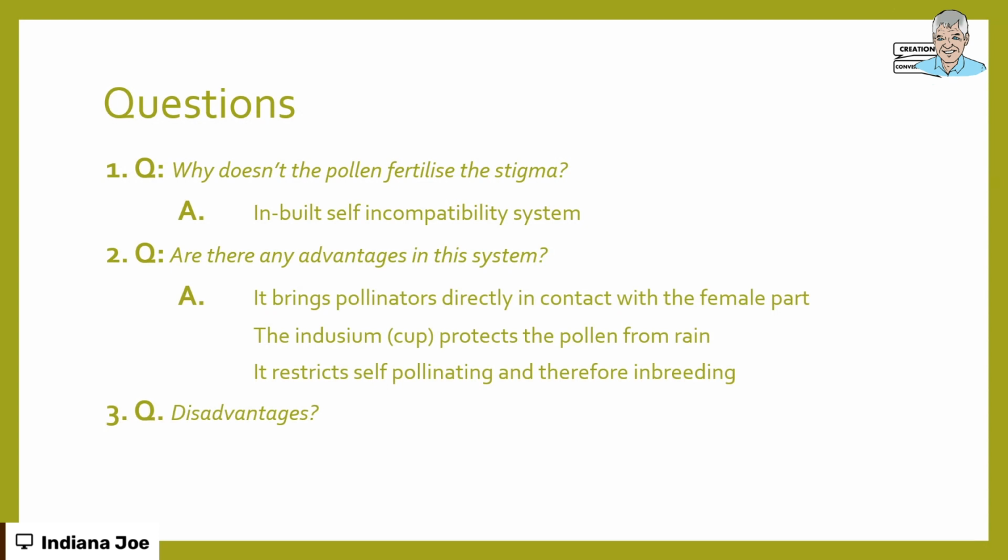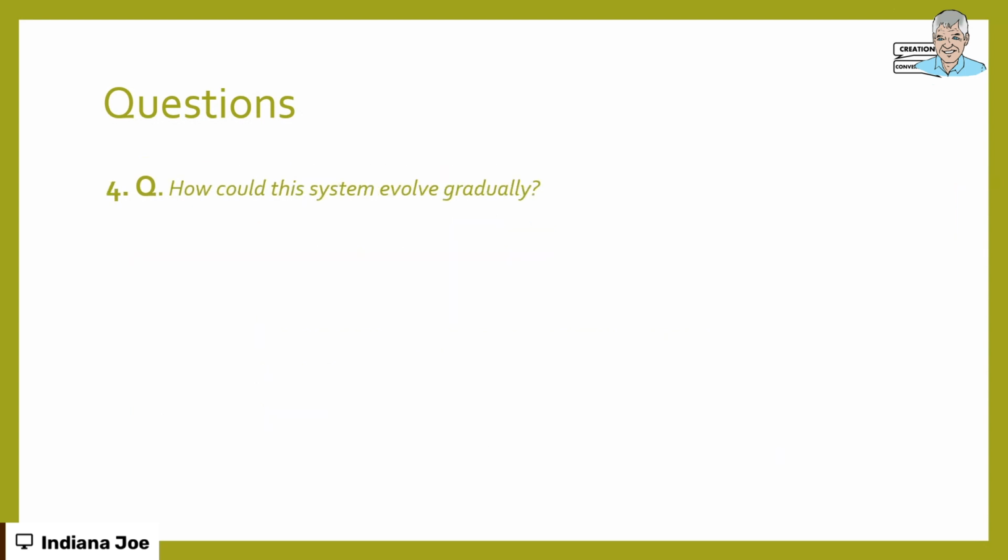Okay, are there any disadvantages? Well, the obvious disadvantage is that if there's fewer individuals out there, you've got a lower chance of fertilization occurring. But I think this is very well offset by the improved genetic diversity that results.